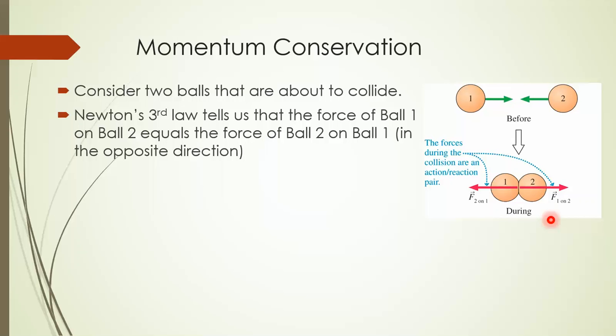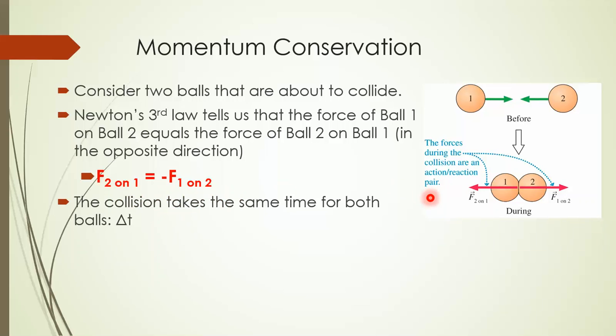These are going to act like action-reaction pairs. So Newton's third law tells us that the force of ball 1 on ball 2 equals the force of ball 2 on ball 1 in the opposite direction. So we can write this as the force of 2 on 1 equals negative the force of 1 on 2. Now, if you remember, this collision also has a variable of delta t, the time of the collision. Well, delta t for ball 1 is going to be the same as delta t for ball 2. So that means that the force of 2 on 1 times delta t equals negative the force of 1 on 2 times delta t. In other words, the impulse acting on ball 1 is equal to the negative of the impulse acting on ball 2.